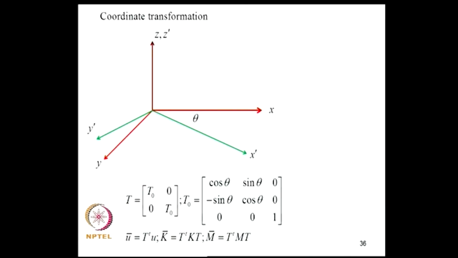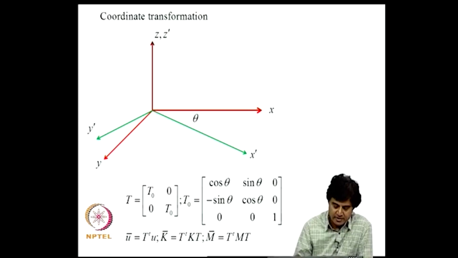Now, the coordinate transformation matrix for going from the local to the global coordinate system will have two segments, T naught, 3 by 3 here and 3 by 3 here, and T naught itself is cos theta, sin theta, minus sin theta, cos theta, and these are 0 and this is 1. So, the displacement field u bar is T transpose u, k bar is T transpose k T, m bar is T transpose m T. This is quite similar to what we have done for a planar beam element.